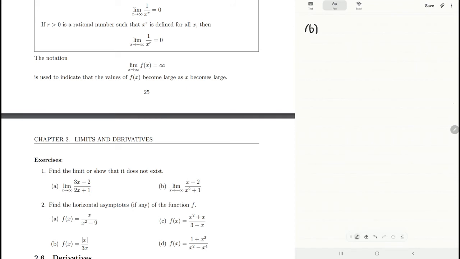In the next example, we have f of x is equal to the absolute value of x divided by 3x. So for this function, we will need to look at calculating the limits separately, because depending on the sign of x, the function f of x will change. So let's have a look at the limit as x approaches infinity.